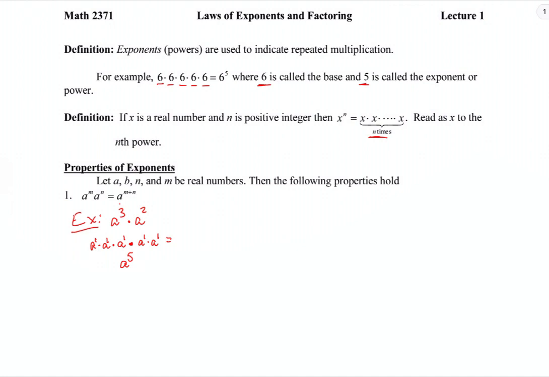Now let's use the property. That's a to the 3 plus 2. Well, 3 plus 2 is 5, so that's a to the 5th.